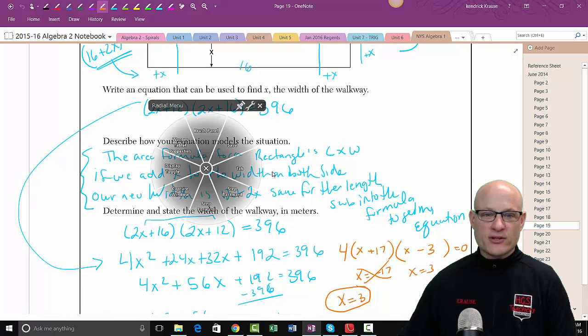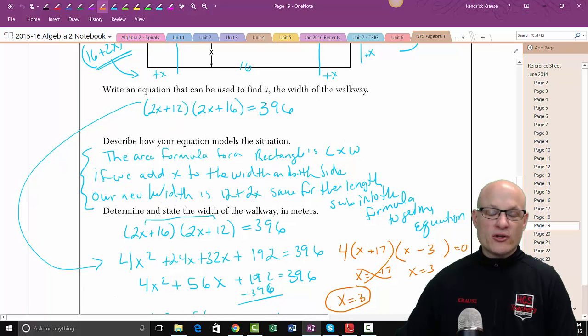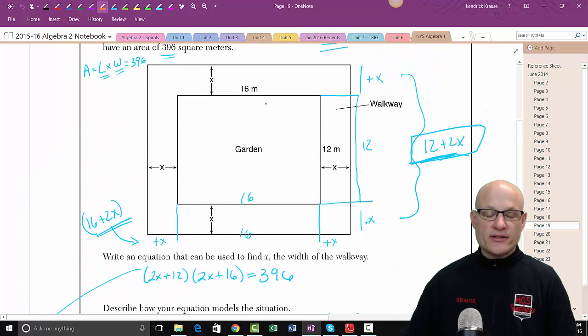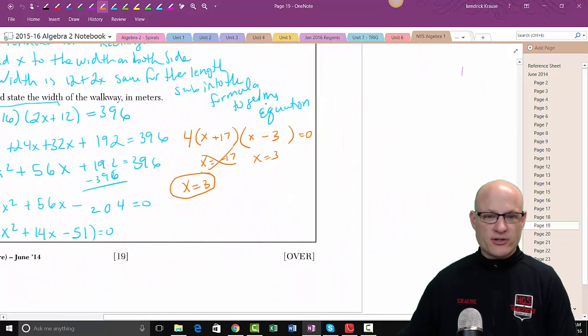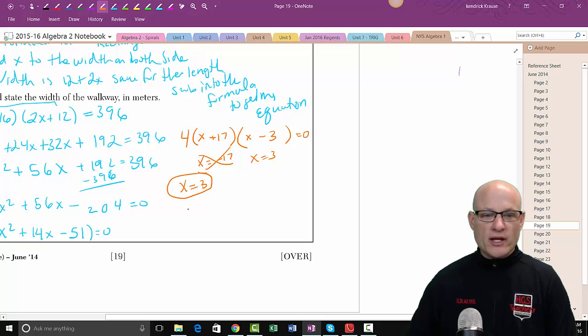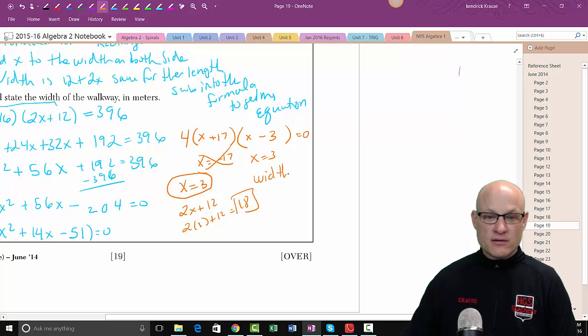Wow, they really could get you on this one. Because if you didn't know that the width is the smaller side, the width should almost always be the smaller side and the length should be the other one, you could actually get in trouble for this one. So the width is 2x plus 12, which is 2 times 3 plus 12, which is 18. So the width equals 18. Now I'm going to actually check this.